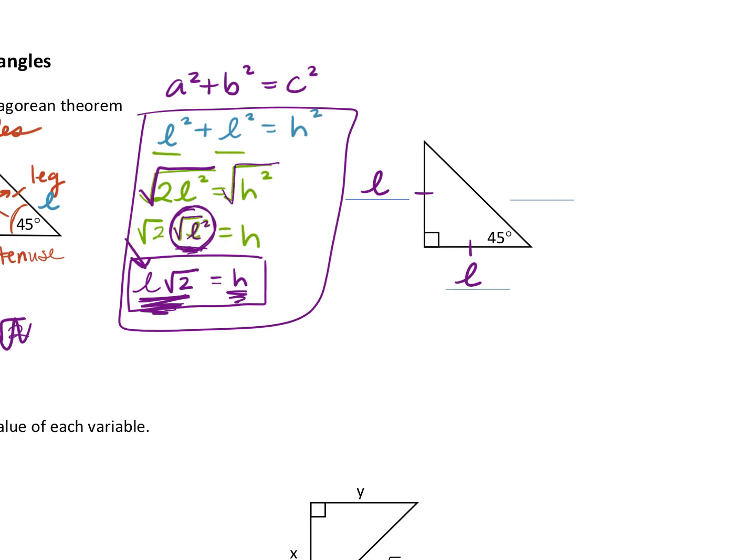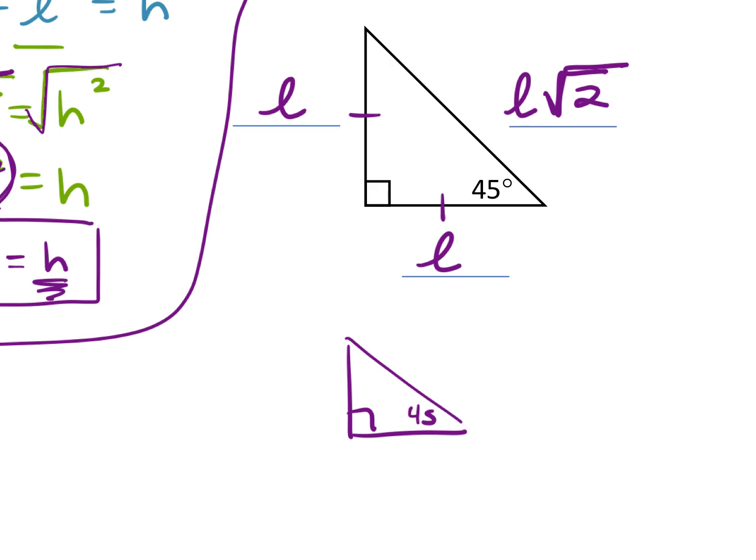L, L, and L rad 2 will be the three sides of your 45, 45, 90 every single time. Okay? Let me show you what I mean by that. What's that weird symbol? It's an L. It's just a cursive L. Otherwise, it looks like a 1. L for leg. So if I have a 45, 45, 90, let's think about this.